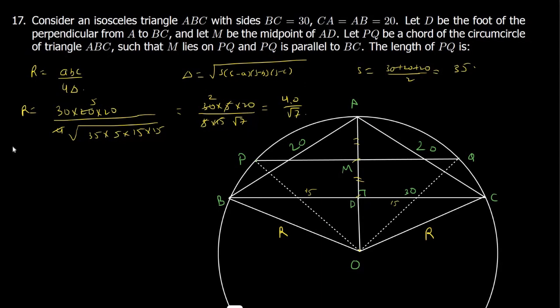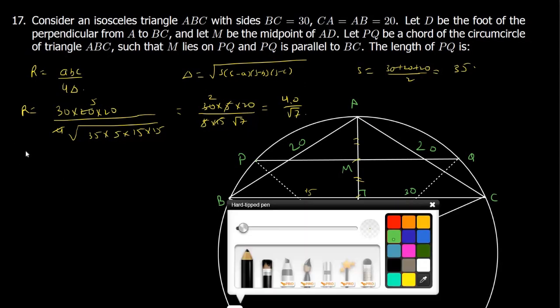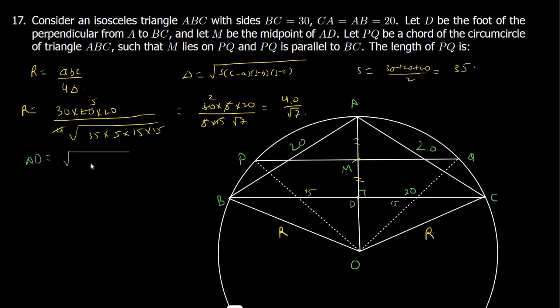Alright, next step is to find AD. To find AD, I can use Pythagoras theorem simply. So that will be root of 20 square minus 15 square. That's how much? I can practically take a 5 common. So what will remain is 4 square minus 3 square, which is 16 minus 9, which is 7. So 5 root 7 is AD. And because M is the midpoint of AD, I know that AM equals MD will be 5 root 7 by 2.